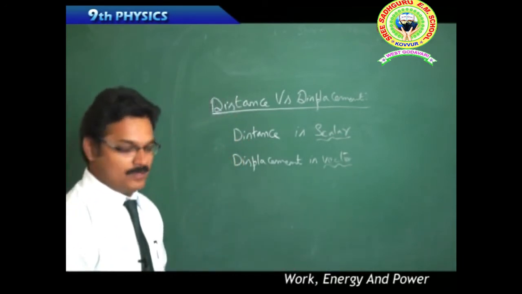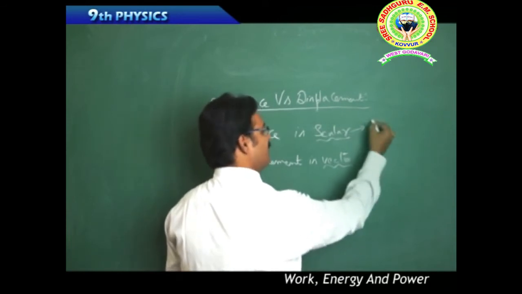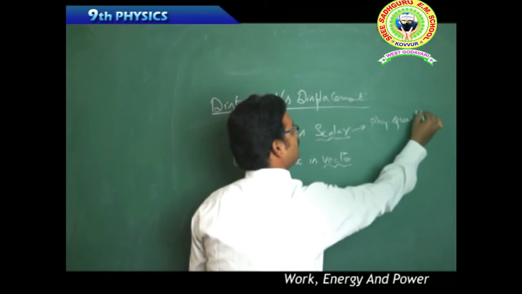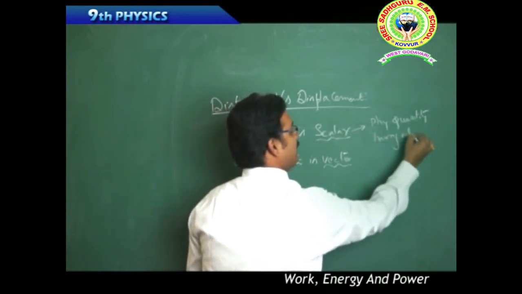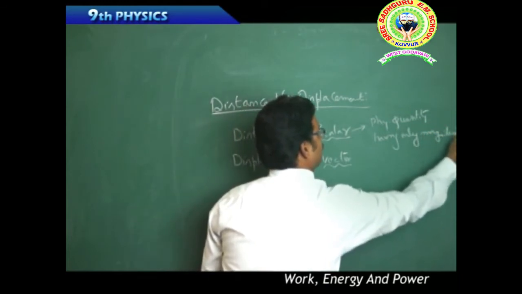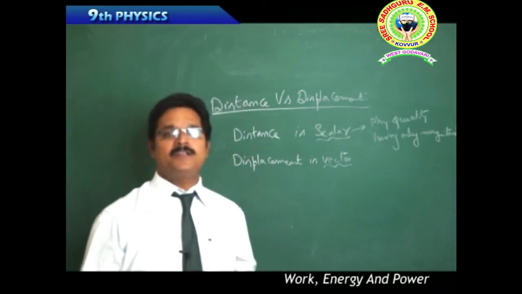What are they? Now see carefully. Scalar is a physical quantity having only magnitude. Magnitude means value. In mathematics, we say number.